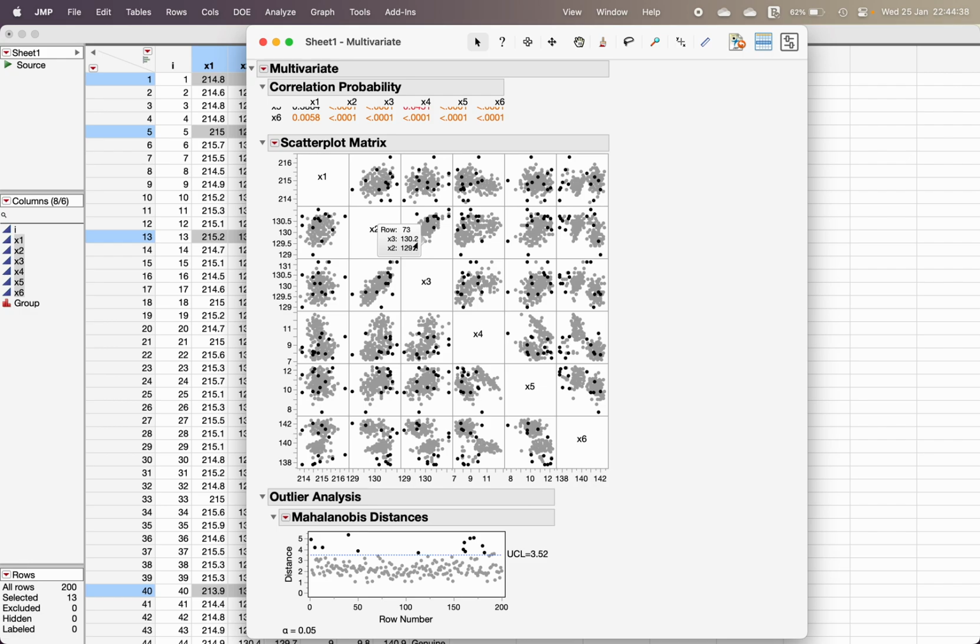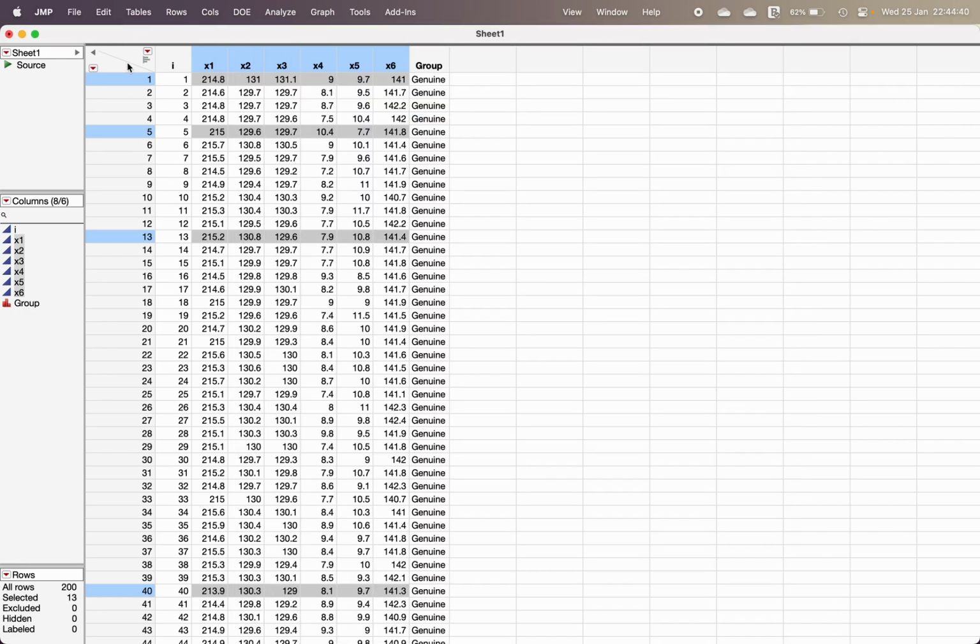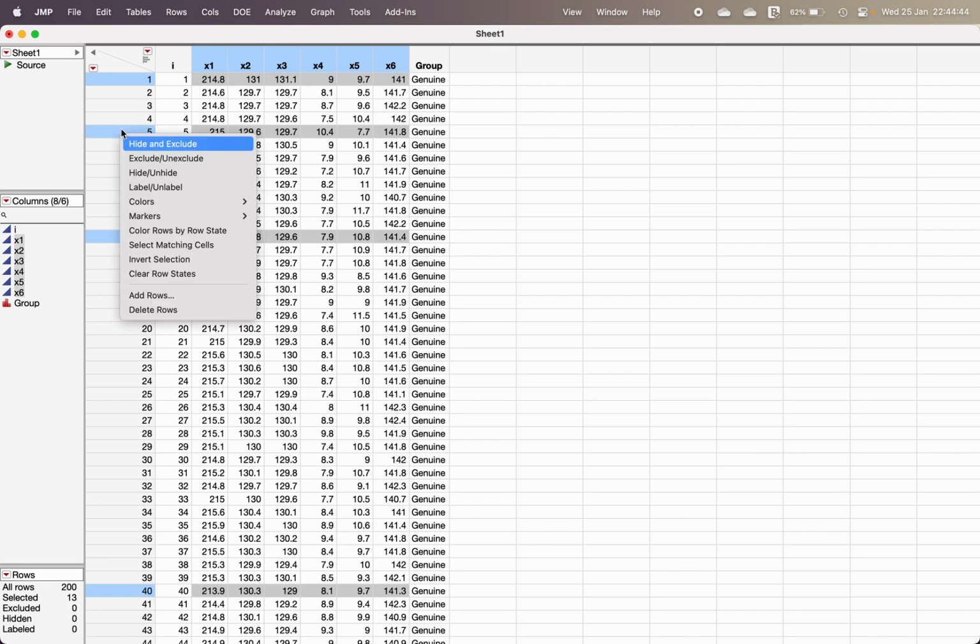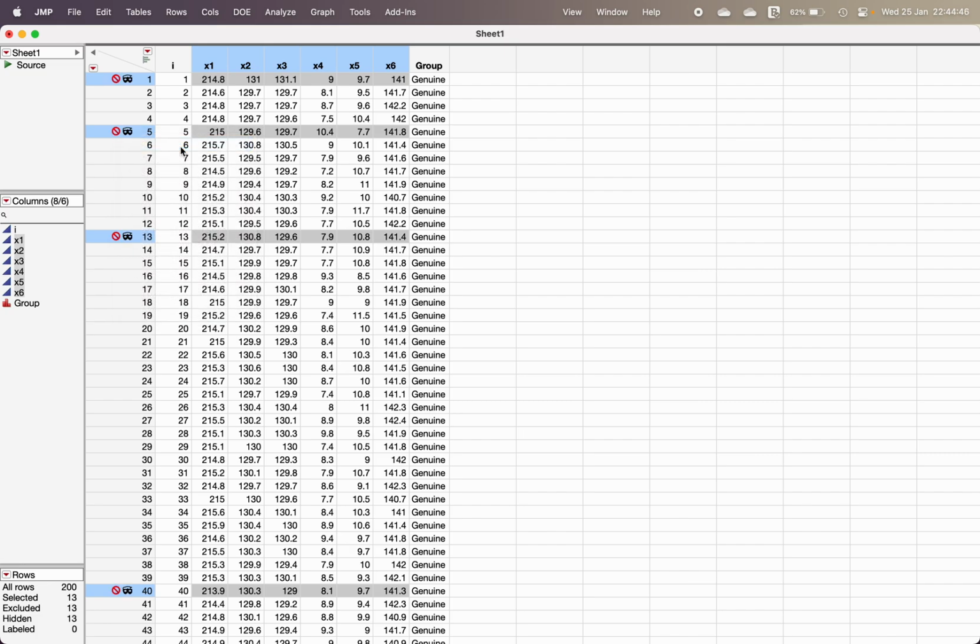They have been highlighted here, and also highlighted in this particular sheet. So just right click and click on hide and exclude. Now these data points will not be considered for the analysis whenever you run an analysis in JMP. And that's how you determine the correlation between the variables in multivariate data, and also perform the outlier test.